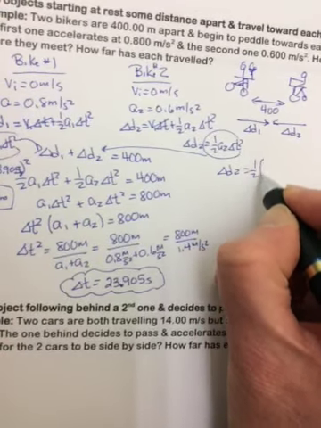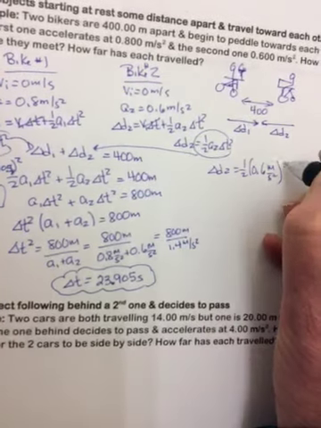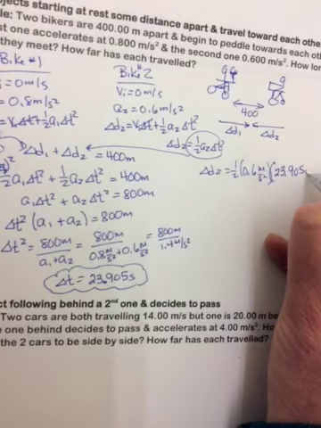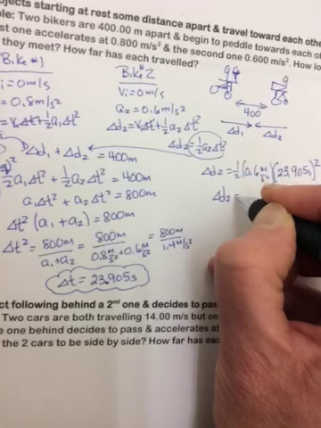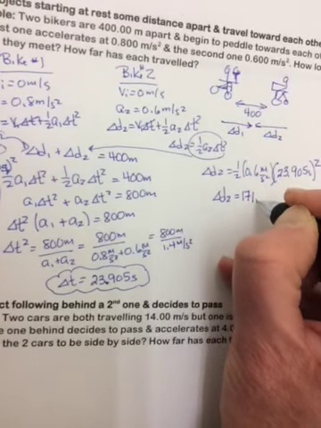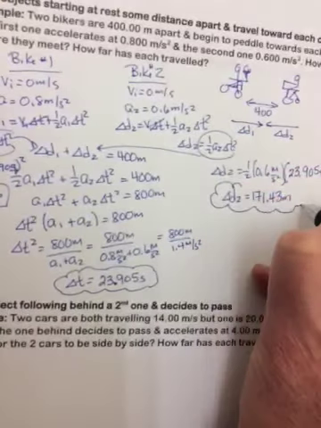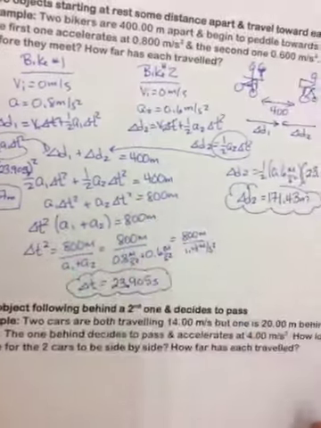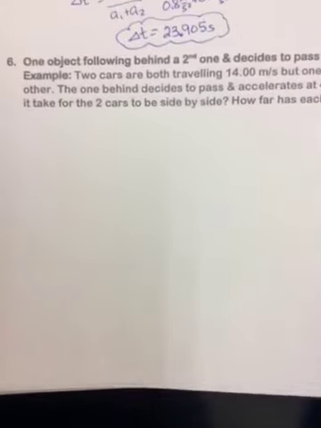1/2 A2 was 0.6 meters per second squared. And again, the time was 23.905 seconds squared. And when you do this, D2 ends up being 171.43 meters. How do you know if you've done it right? These two should add together to give you 400. And if you type them in, you'll discover, look at that, they do.